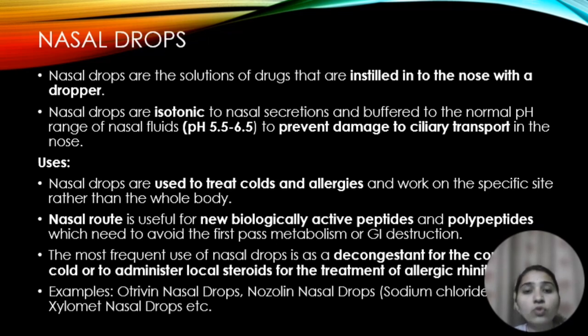The nasal route is useful for newly biologically active peptides and polypeptides, which need to avoid first-pass metabolism or GI, that is gastrointestinal, destruction. The most frequent use of nasal drops is as a decongestant for the cold, and to administer local steroids for the treatment of allergic rhinitis. So what are the examples of nasal drops? They are Nasoline nasal drop and Xylomate nasal drop.